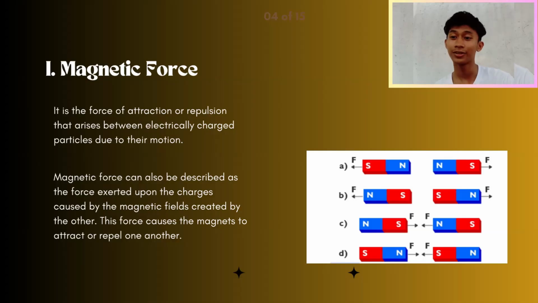Now, magnetic force is a force of attraction and repulsion that arises between electrically charged particles due to their motion. As I said earlier, our topic now is about current electricity, where there is motion involved, while static electricity basically means charges at rest, with no movement. So, magnetic force can also be described as the force exerted upon charges caused by the magnetic fields created by the other. This force causes the magnets to attract or repel one another.